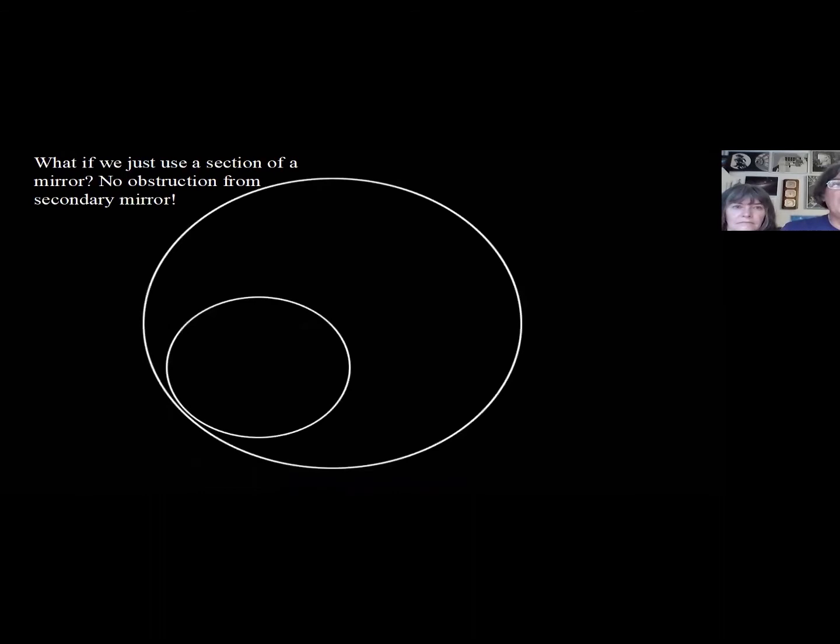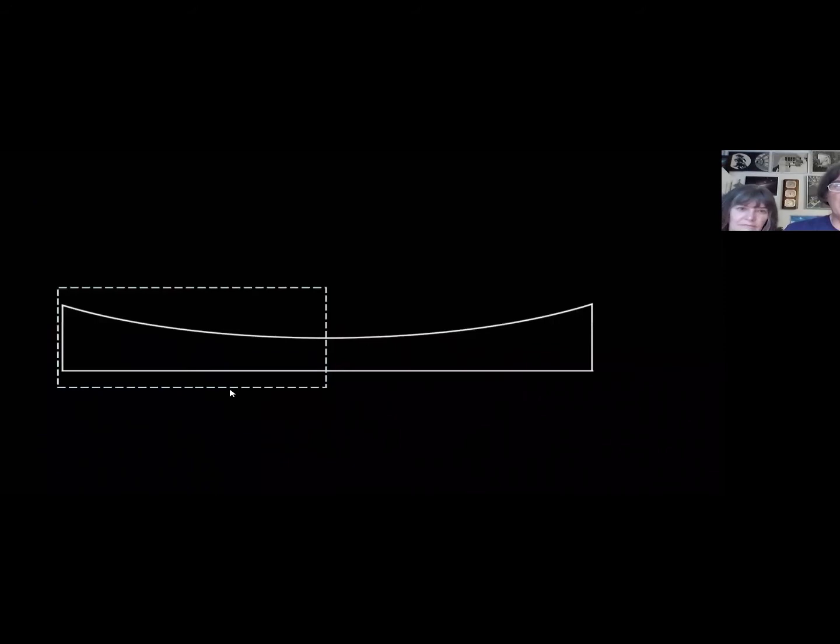So somebody thought, well, what if we just use a chunk out of a mirror? Let's carve this part out of a larger mirror. The secondary mirror would normally go right here. Well, it's almost out of the field of view of the primary if we only use a part of the mirror. And here's a side view of what we're talking about here.